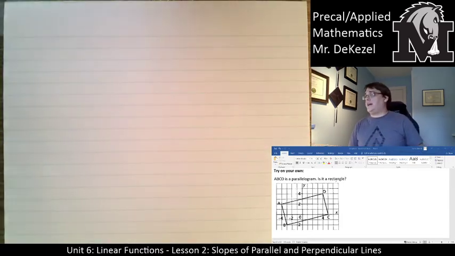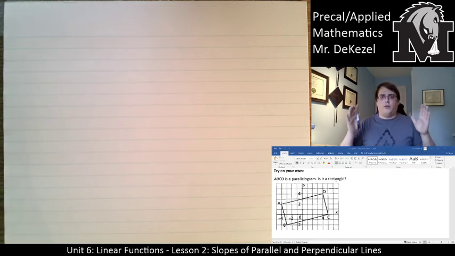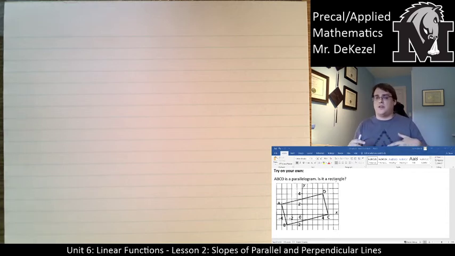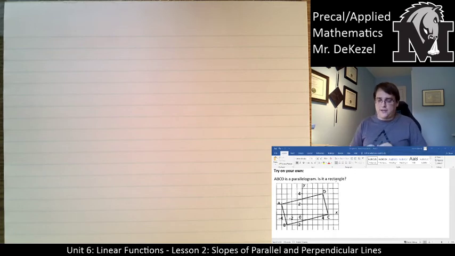Okay, we have A, B, C, D. Is it a parallelogram? Is it a rectangle? What we want to know is if the vertical lines and the horizontal lines are making right angles. Now, it's not completely clear because it is on an angle, but let's find out if it makes right angles by finding out if they are perpendicular with one another, which means finding out their slopes.